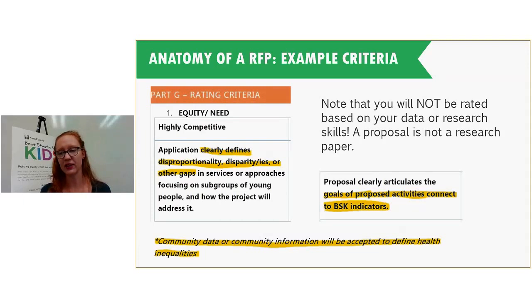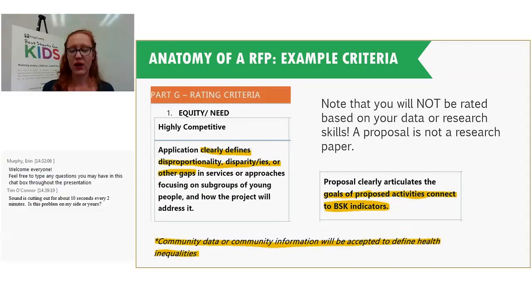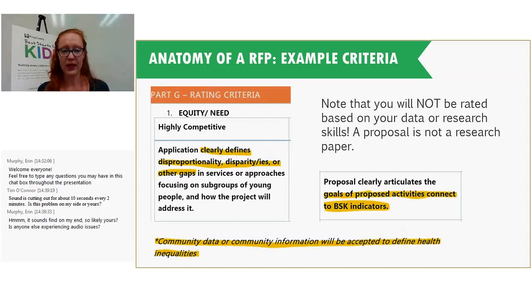You might even see a list of indicators and be asked to check off which ones you think are most relevant to your program. But you'll probably hear or see something in your RFP about indicators, and I'm going to show you what those are in just a moment. And then finally, we have here highlighted that community data or community information will be accepted to find health inequalities. What this means to us is that we are open to lots of different kinds of data and lots of different sources of data. And it doesn't just have to be from the kind of official government sources that I will show you today, but we want to hear from your perception of the community what your needs are.